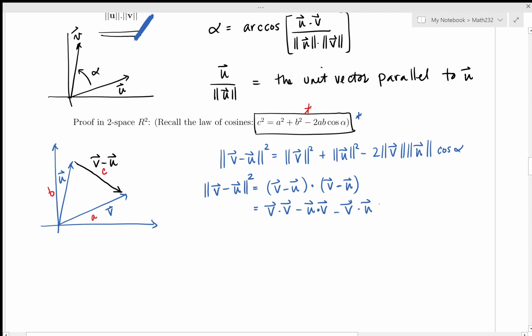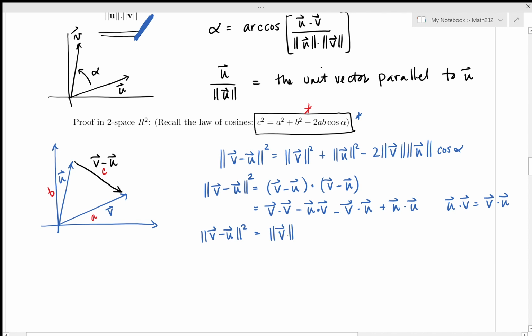This is going to keep happening in this lecture. We're doing this several times. We're distributing out like this, and we know that u dot v is equal to v dot u. We in fact proved that one.